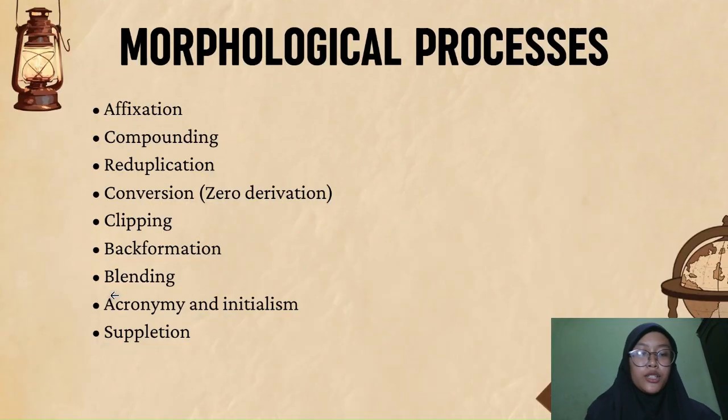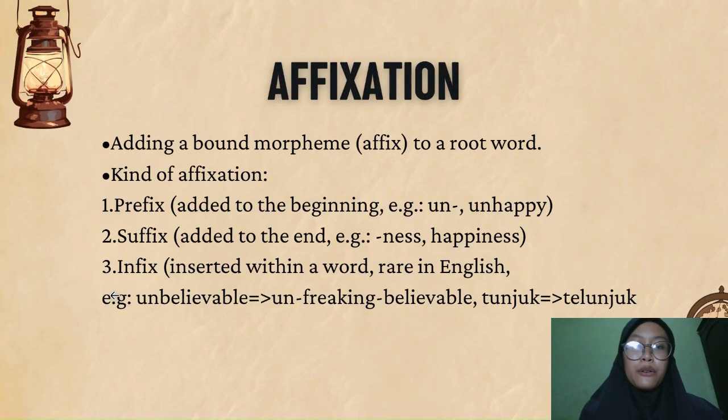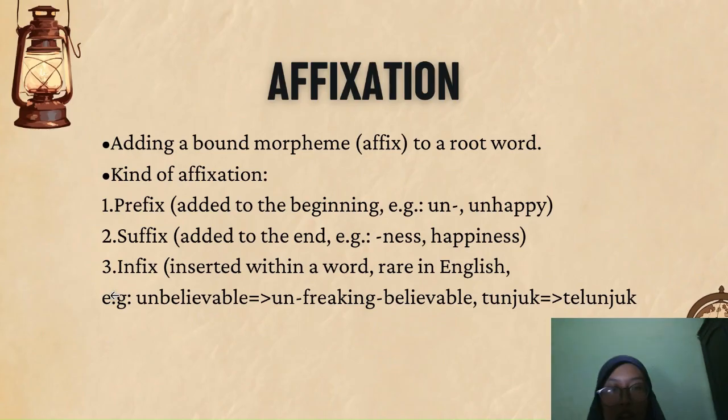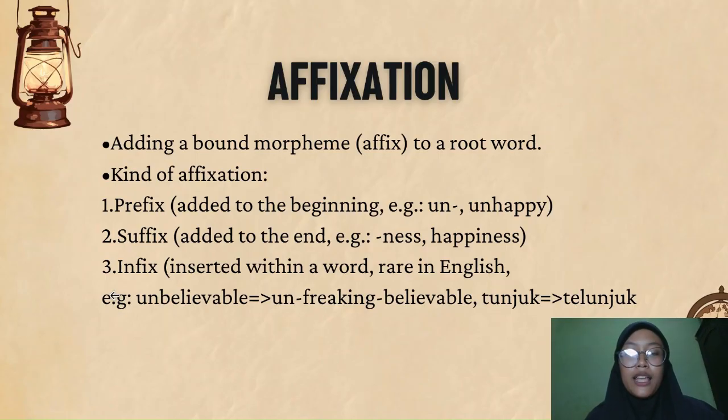There are 9 morphological processes. Let's just get right into it. First is affixation. As we know, affixation is only adding a bound morpheme affix to a root word. And there are 3 kinds of affixation.